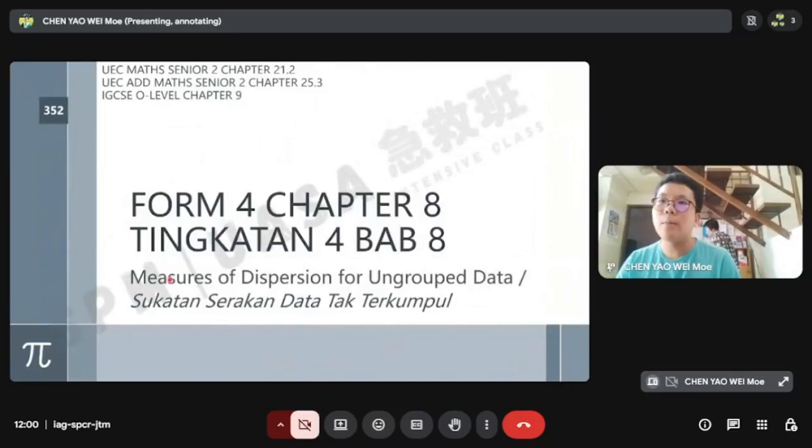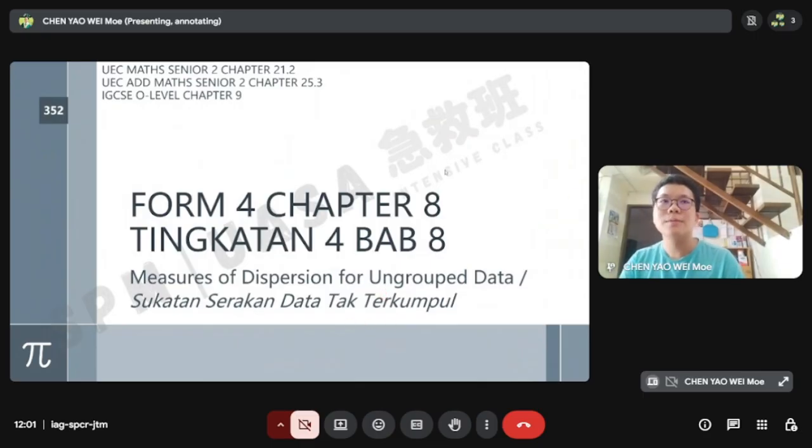Hi everyone and welcome to our Form 4 Chapter 8 Mathematics: Measure of Dispersion for Ungrouped Data. In Form 5 you learn for grouped data, but for now, for Form 4 students, you learn this one. This is called Measure of Dispersion for Ungrouped Data.